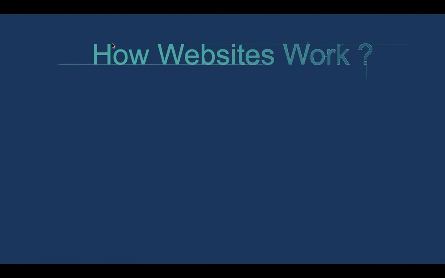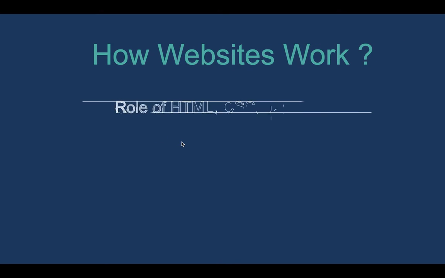In this video, we'll try and understand how websites work. And that way, we'll also try to understand the role of HTML, CSS, JavaScript in web development. By the way, HTML stands for Hypertext Markup Language and CSS stands for Cascading Style Sheet. Okay, so now let's see how things work over here.